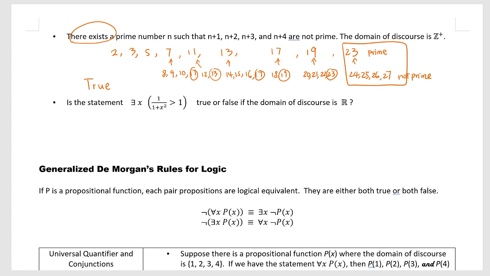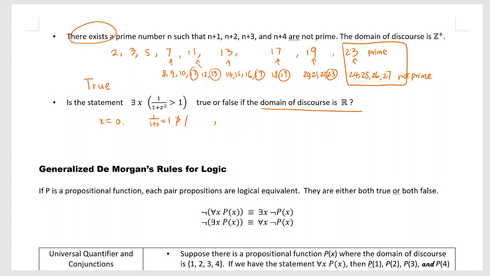Is the statement, there is x such that 1 over 1 plus x squared is greater than 1, true or false, if the domain is R? We saw this last time, right? Okay, let's see. Because the domain is R, let's randomly just pick a number. Let's check. If we pick x is 0, what do we get? We get 1 over 1 plus 0. It is 1. Well, 1 is not greater than 1, so 0 does not work.